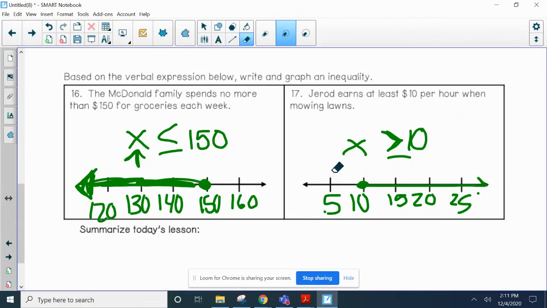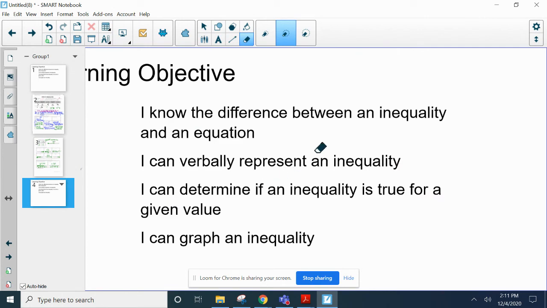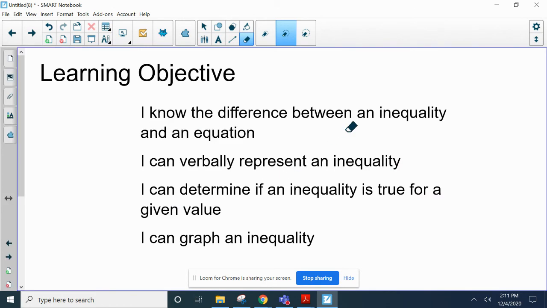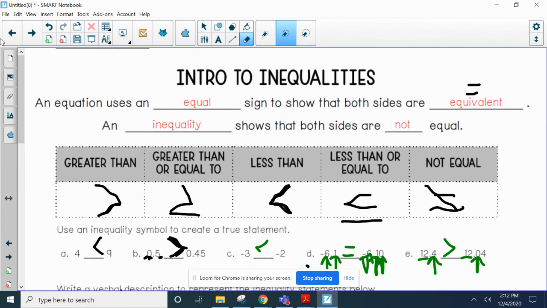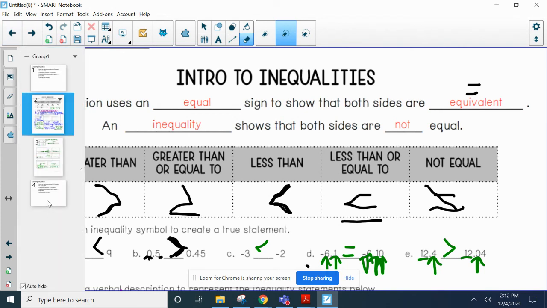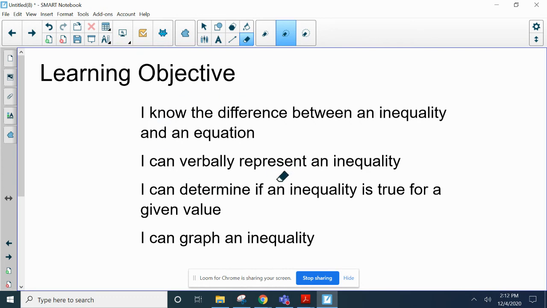All right. I'm going to talk about what we learned today. And as I'm doing that, in your own words, you should summarize today's lesson. I will be looking for that when I grade your guided notes. So our objective was that you know the difference between an inequality and an equation. What did we say the difference was? An equation shows that both sides are the same, and an inequality shows that they are not the same. Awesome.